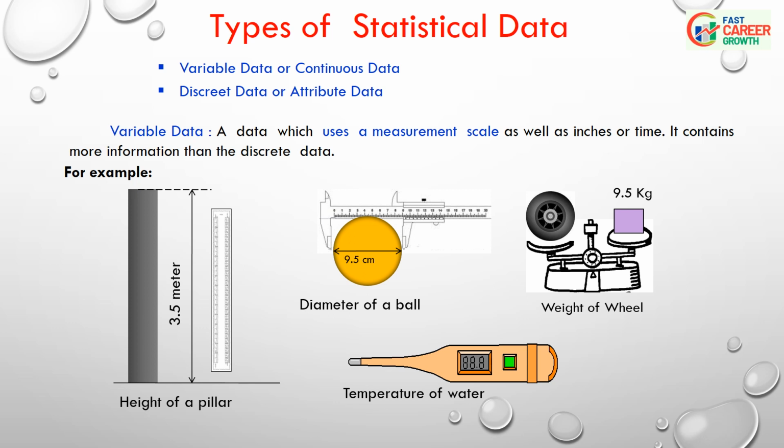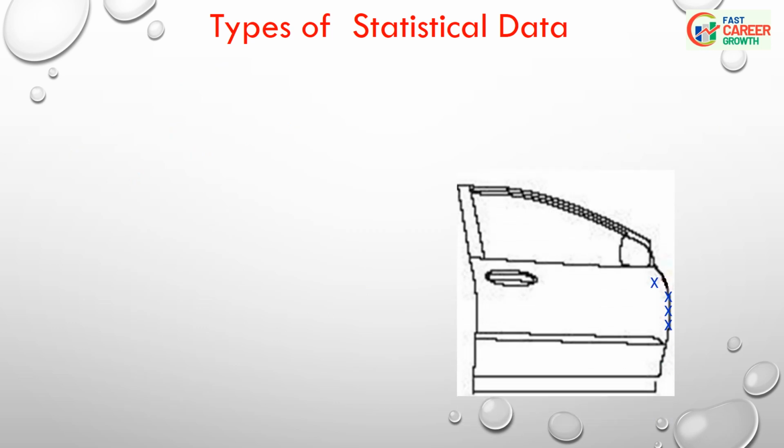It reflects the level of precision and variability within a dataset, making it suitable for statistical analysis to assess central tendency, such as mean or median, and dispersion, such as range or standard deviation. Next is what is discrete data or attribute data.